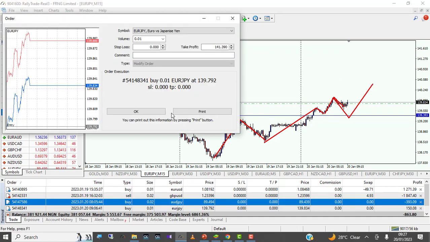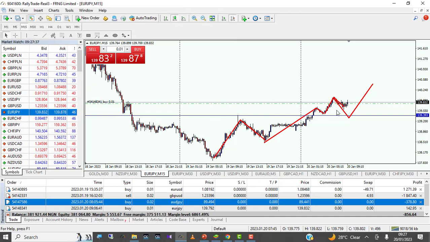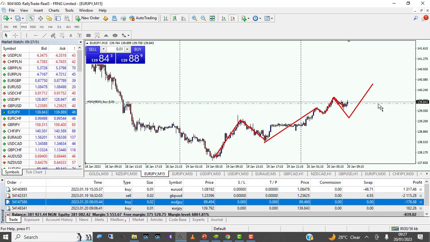Now, after you have placed the trade, just like I have done, to set stop loss and take profit, you take your mouse pointer to the entry price. Let me move this other line too. You take your mouse pointer to the entry price, that means this green dashed line. Once you're there, you see a two arrowhead pointing up and down. You have to click and drag down.